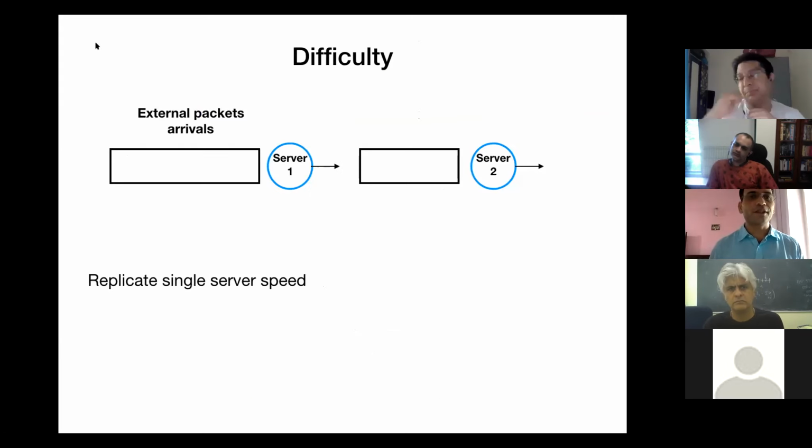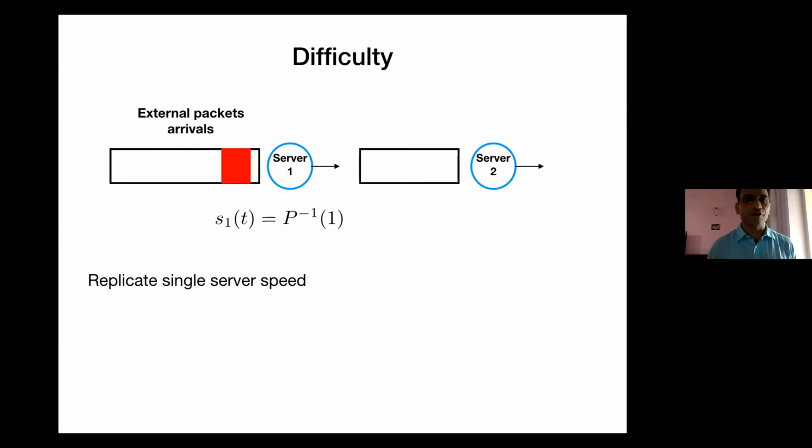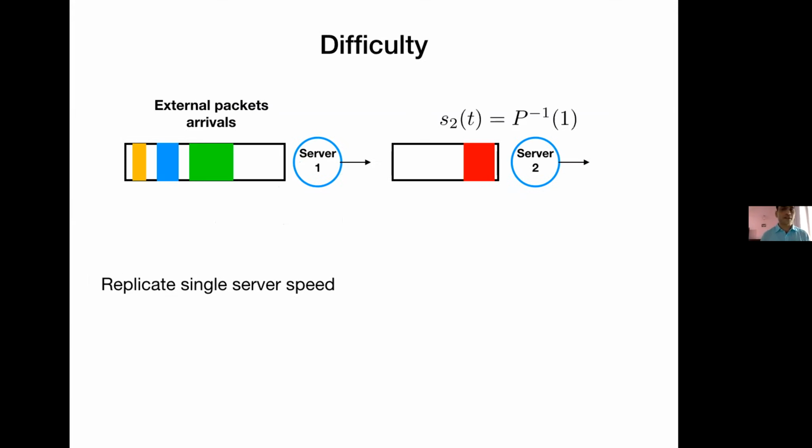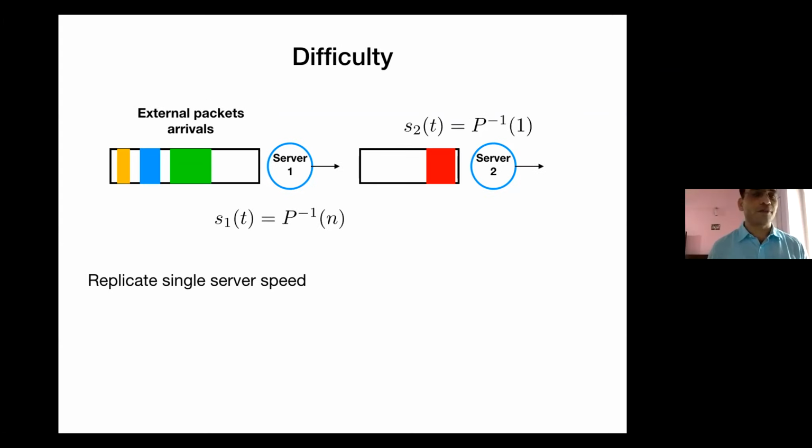The external packet arrivals are happening into server 1. Let's say the first packet arrives. Our speed scaling for the single server system will make sure that you run at speed P inverse of 1. After that, it goes to the second server. Again, because of the single server being present in the second system, it's again going to run at P inverse of 1. But now assume that a lot of packets arrive suddenly in server number 1, at which time the speed will be ramped up for server number 1.